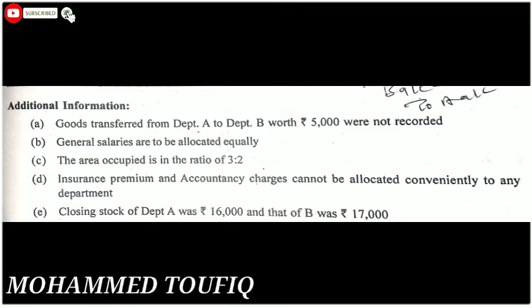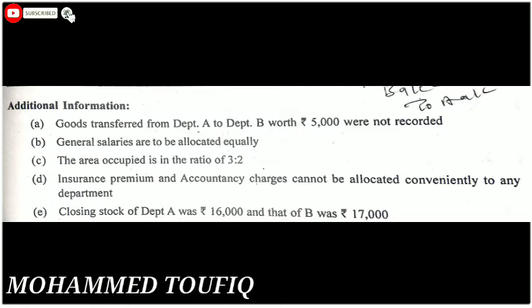Next additional information: general salaries are to be allocated equally. Normally we have to allocate this on the basis of sales ratio, but they have given that it should be allocated equally. The area occupied is in the ratio of 3:2, the space occupied, where rent and taxes should be distributed on the basis of space occupied, 3:2.